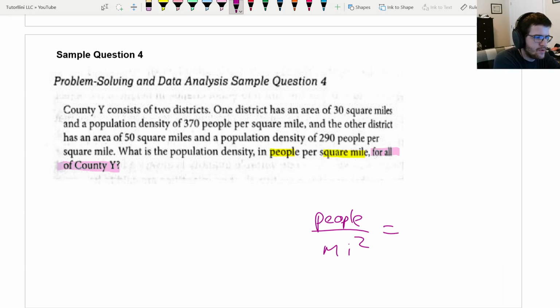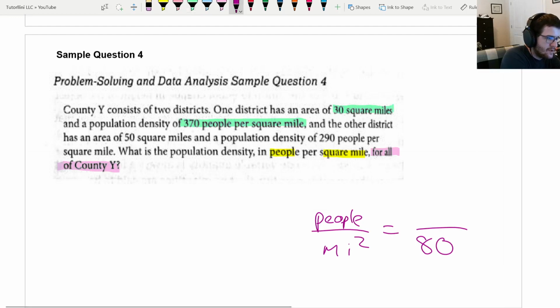And so the total number of people, we don't know, but we do know the total area is 30 square miles and 50 square miles. So that should be 80 square miles. And to find the people, we're going to have to do the density, people per square mile, of each district times the square miles to cancel out the square miles and be left with people. So that's what I'm going to do.